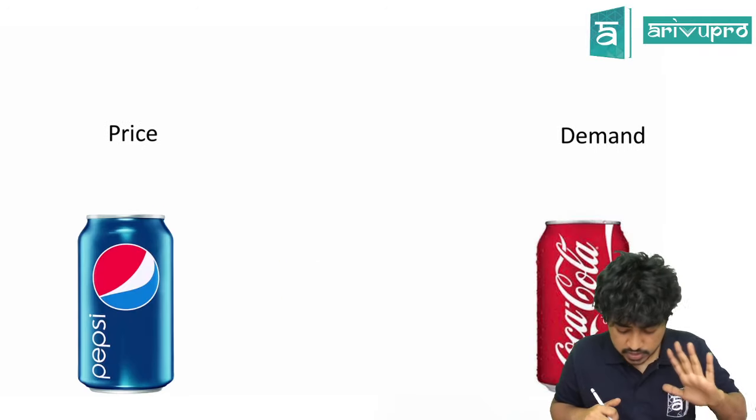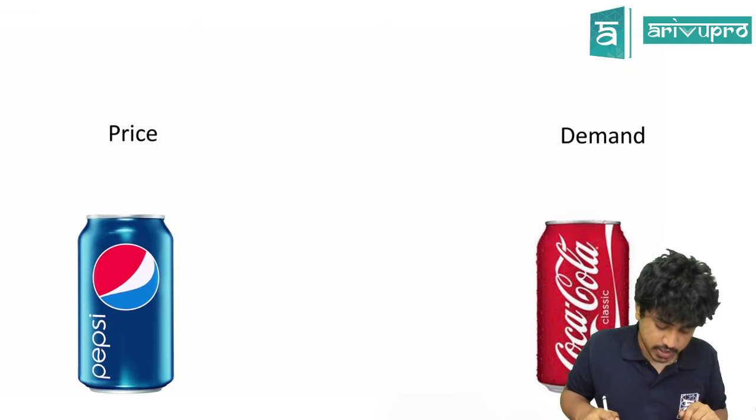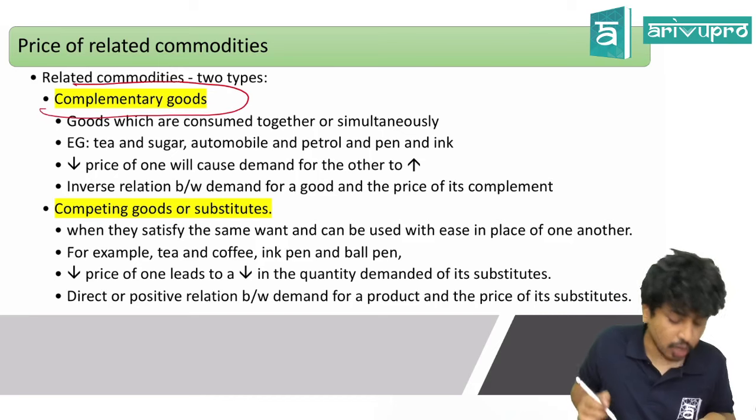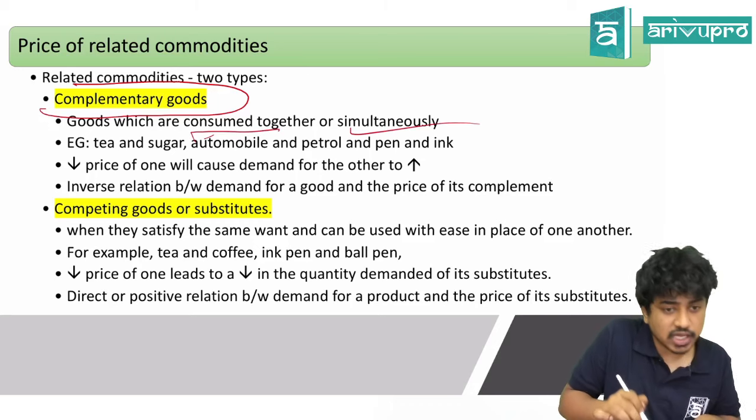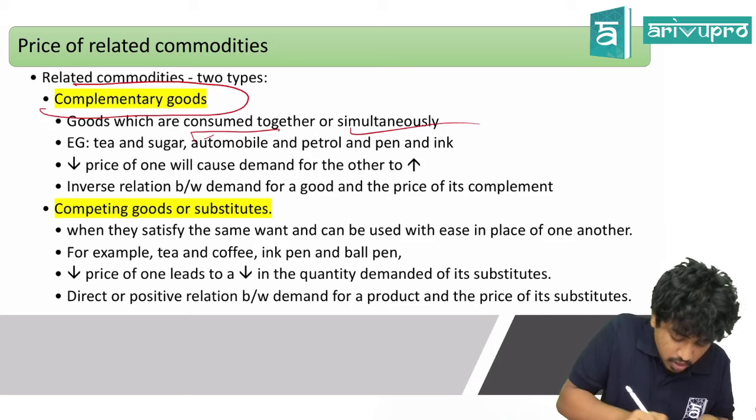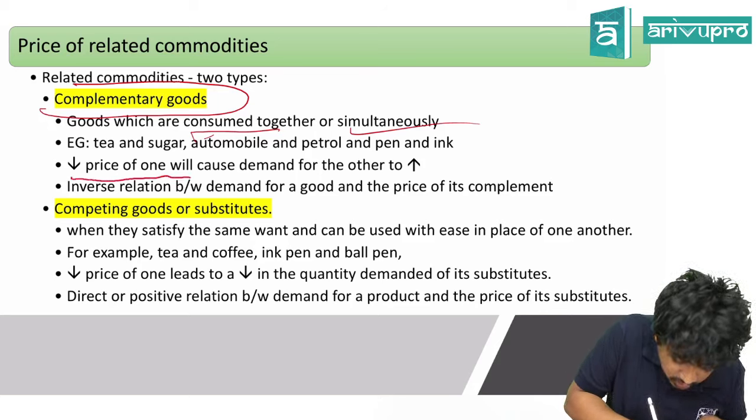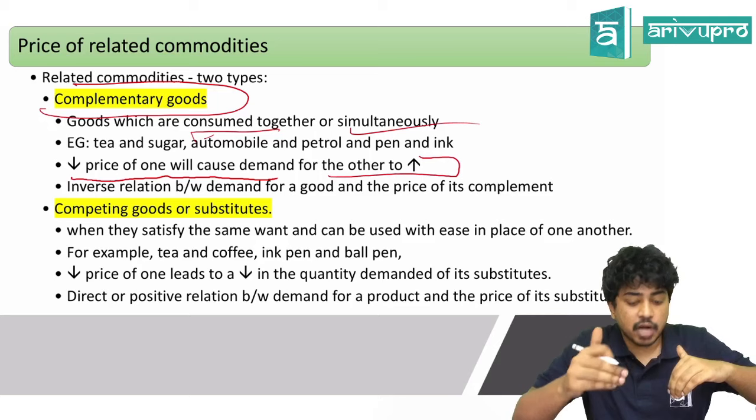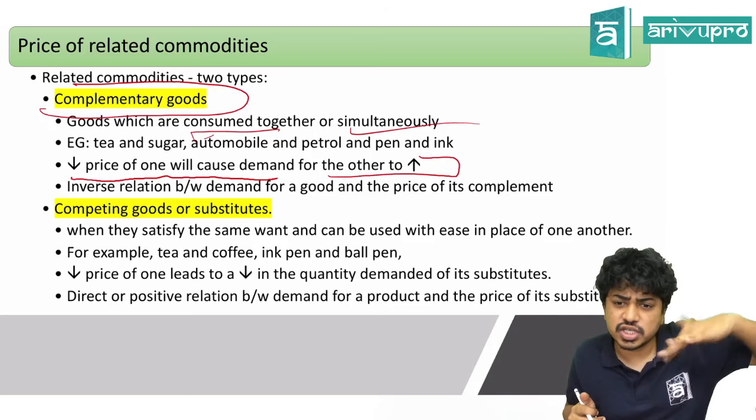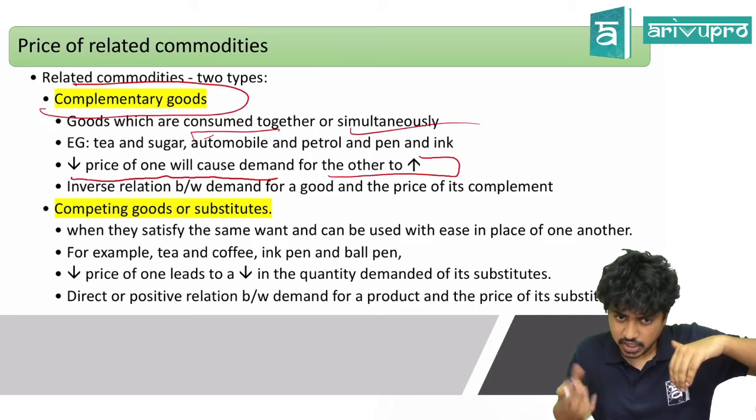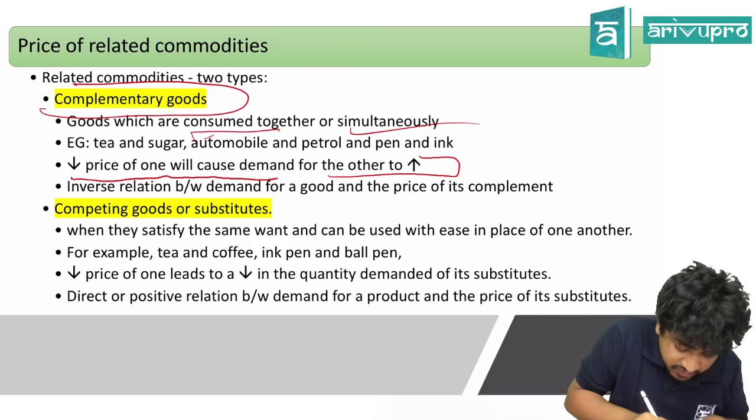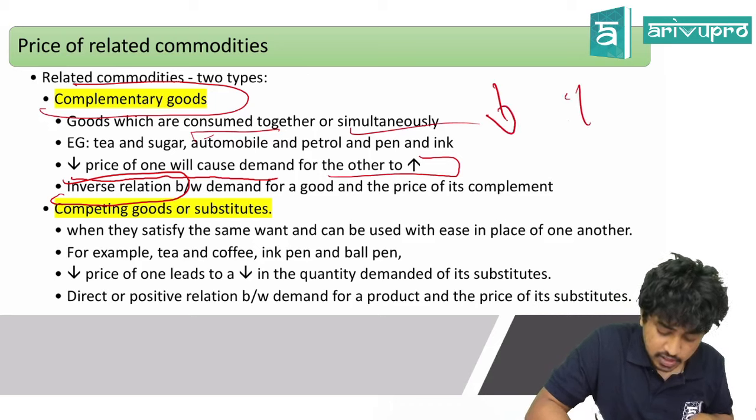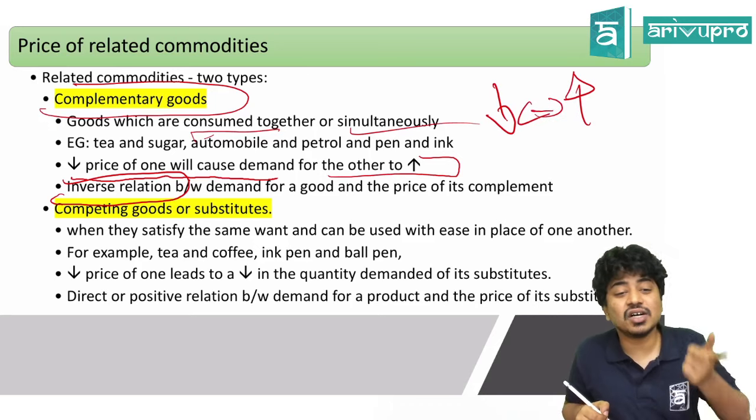Now, we will see this. Then we'll go to substitutes. Complementary goods: goods which are consumed together and simultaneously. Example we saw. If the price of one good goes down, the demand of the other will go up. If there is a fall in one price, the demand of the other will go up. What do you see? There is some relationship here. Something is going down, the other thing is coming up. That is, we see an inverse relationship. If something is going down and something is going up, we call this relationship an inverse relationship.